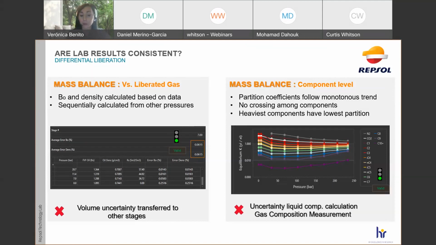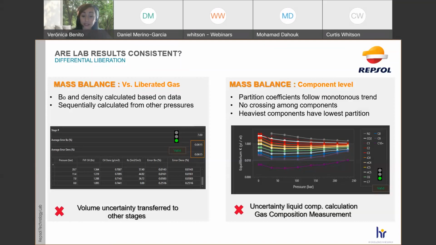We start at ambient pressure and back calculate these properties at higher pressures. Then we compare the calculated values with the reported values per stage, and we calculate an average error. For example, in the sample we show here, the average error is low, no? So we can accept those results.